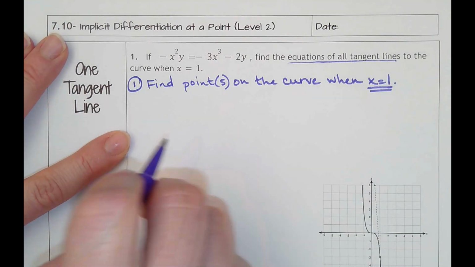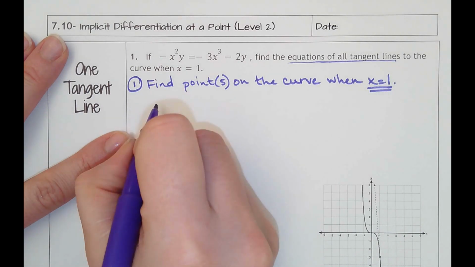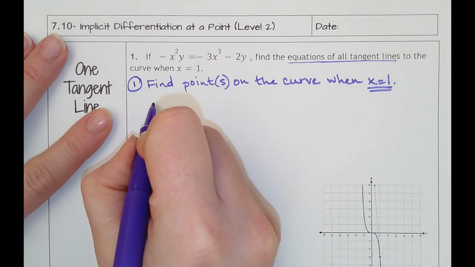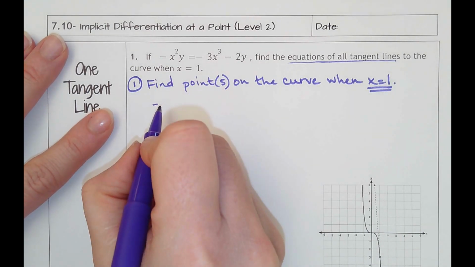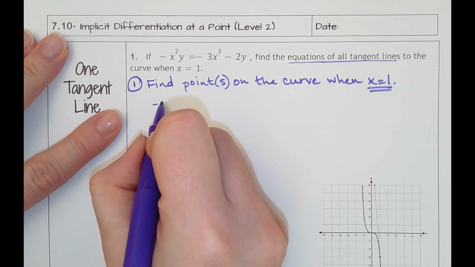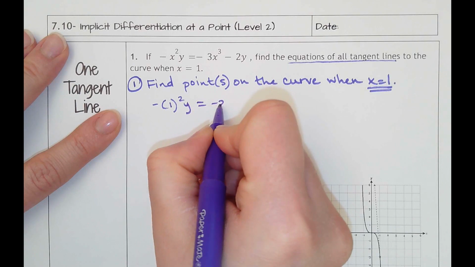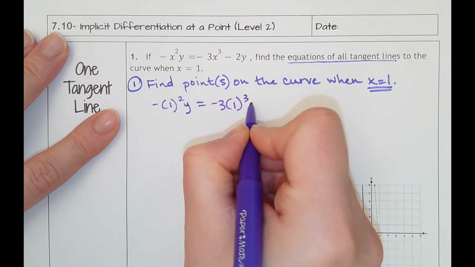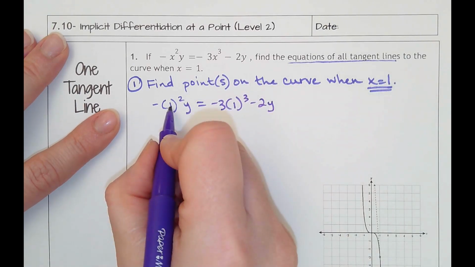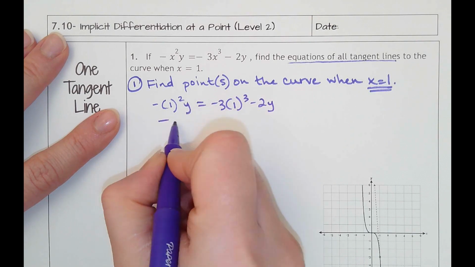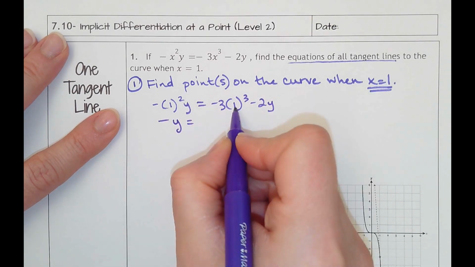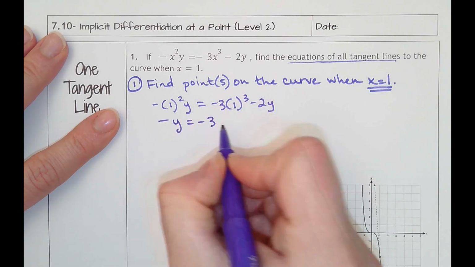So step one, if you want to write that down, you can. But I'm going to take my original function. I'm going to plug in x is 1. That'll get me my y value when x is 1. So I have negative 1 squared times y equals negative 3 times 1 cubed minus 2y. 1 squared is 1, but times a negative makes it negative y. 1 cubed is 1 times negative 3 is negative 3 minus 2y.